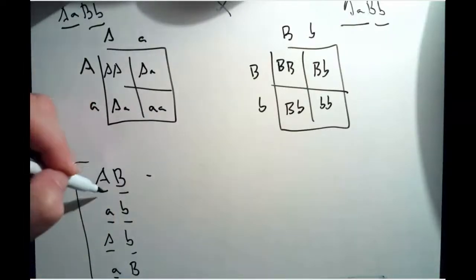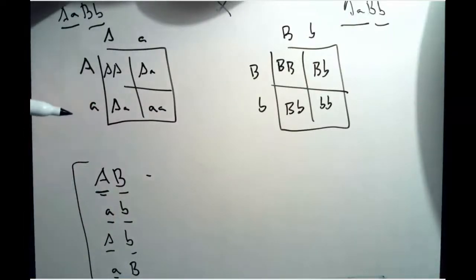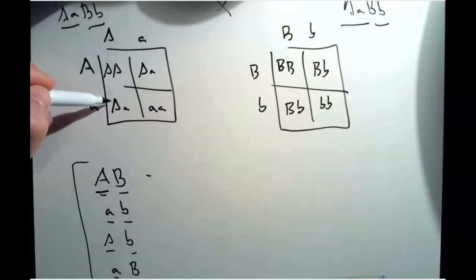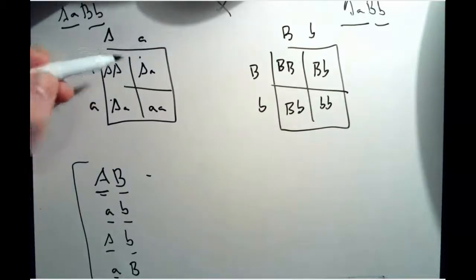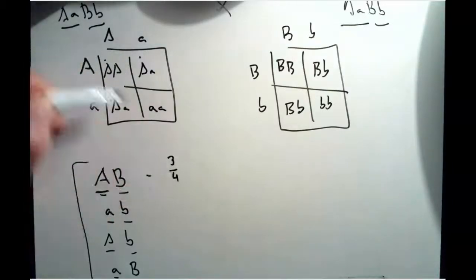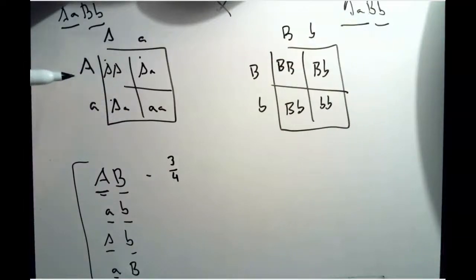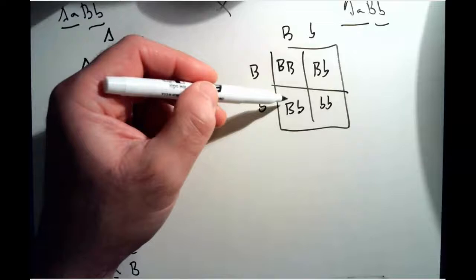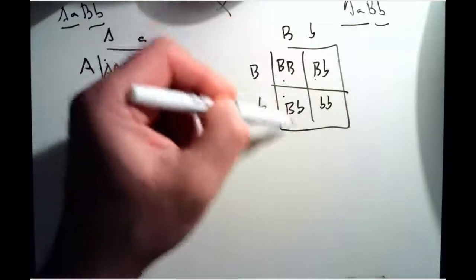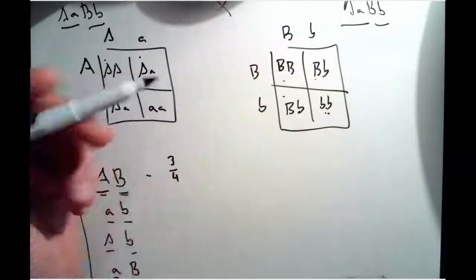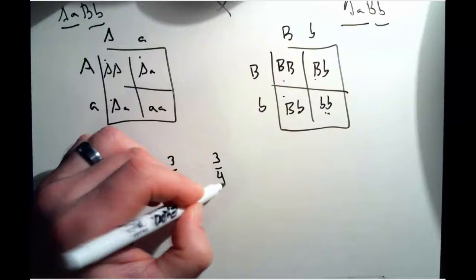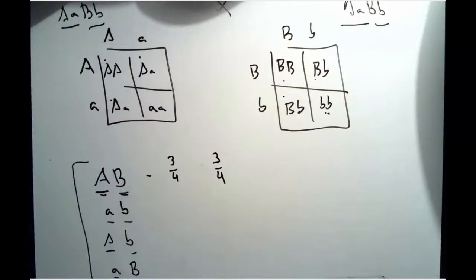So, what is the probability that an offspring is going to be dominant for A? Well, this will be dominant, this will be dominant, this will be dominant. That's 3 out of the 4 possible options. What is the probability that this offspring will be dominant for B? 1, 2, 3. These are all dominant here, over a total of 4. Now we have those 2 individual probabilities.